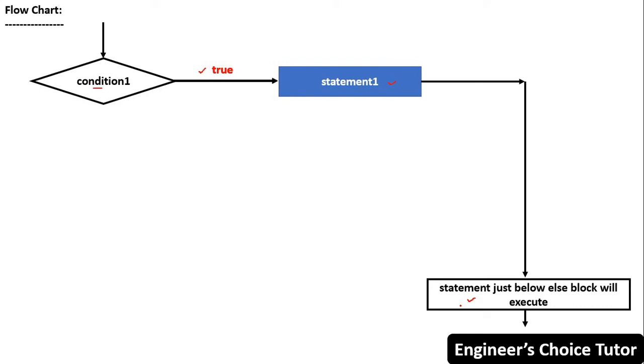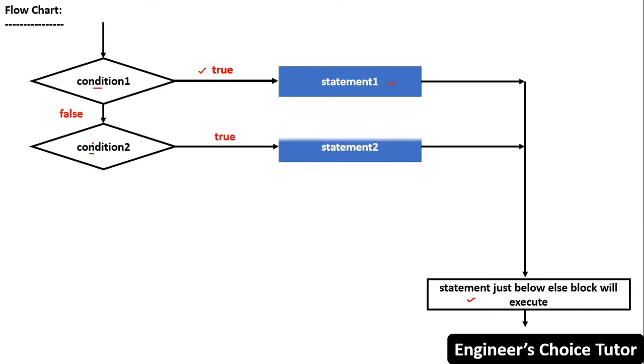Now suppose this condition 1 is false. The true case we have already covered. Now suppose it is false. If it is false, then what will happen? Then the evaluation of condition 2 will take place. What is this condition 2? Condition 2 is the argument of the first else if block. If this condition 2 is true, then statement 2 will execute and the control will again go out. The statements just below the else block will execute, right?